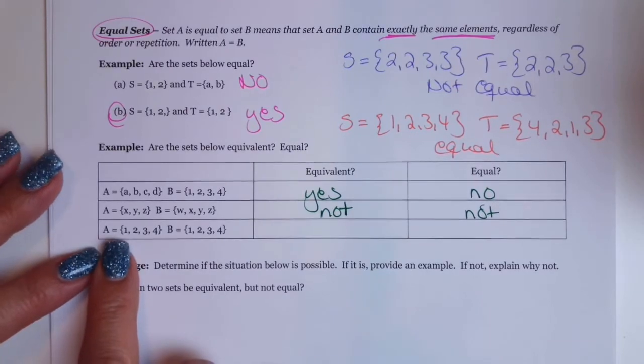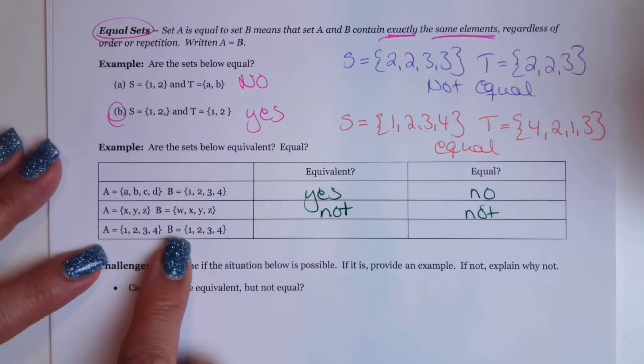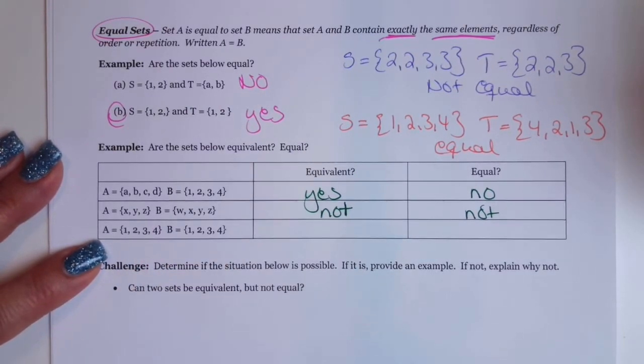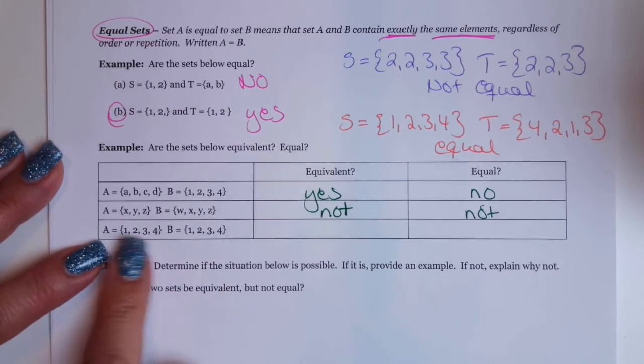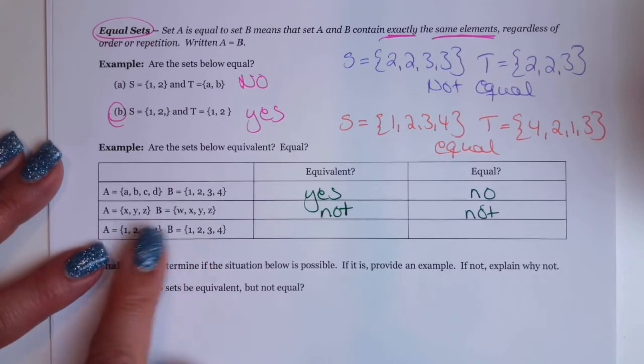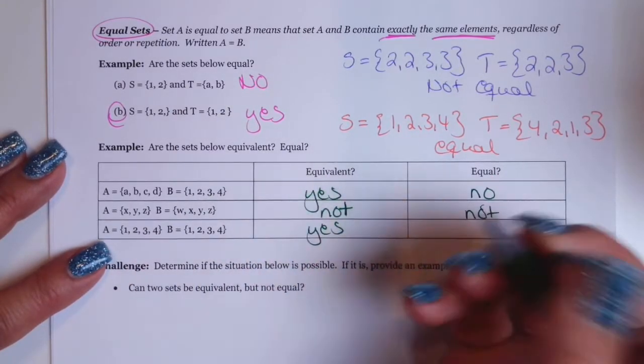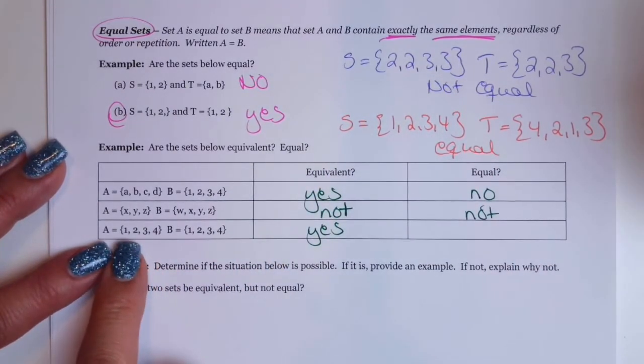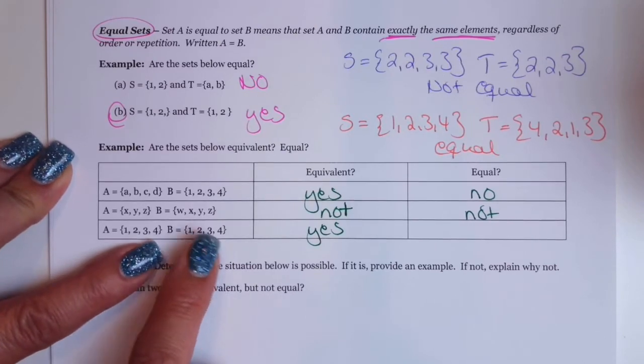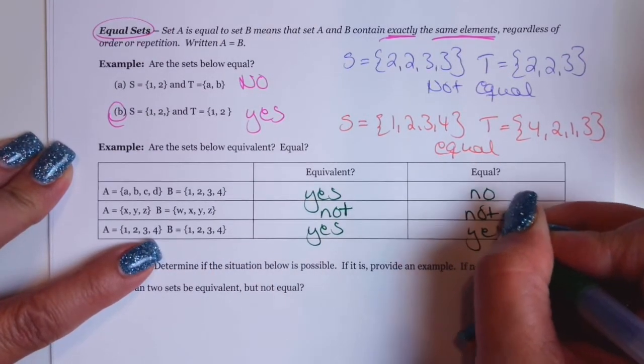Next, we have set A, 1, 2, 3, 4, and set B, 1, 2, 3, 4. Well, both of these have cardinal numbers of 4. There are 4 elements in both of them. So these are equivalent. Well, are they equal? 1, 2, 3, 4, the exact same elements. Yes, they are equal.